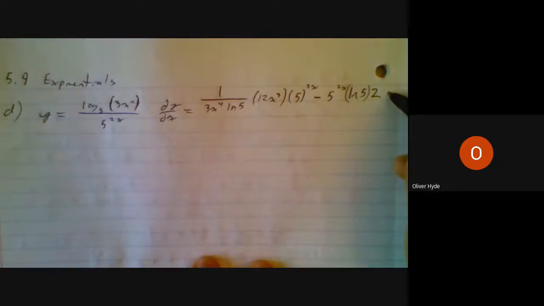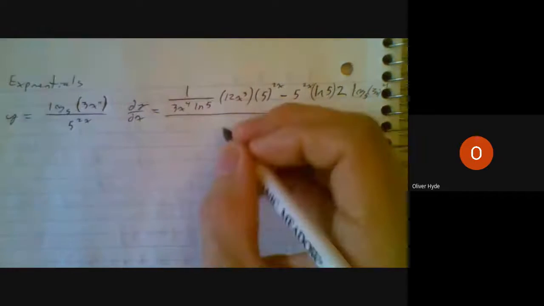Okay. This needs to be multiplied by the top. And I squeeze it in here? Log base 5 of 3x to the exponent 4, all over the bottom squared.